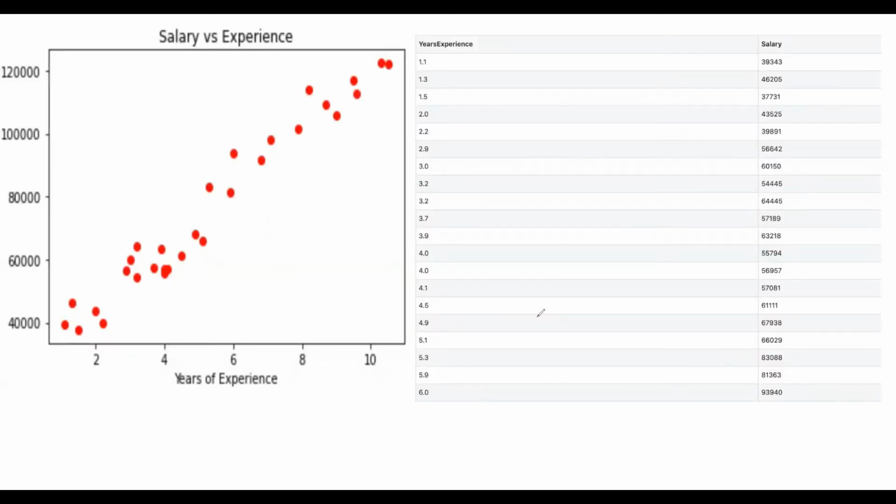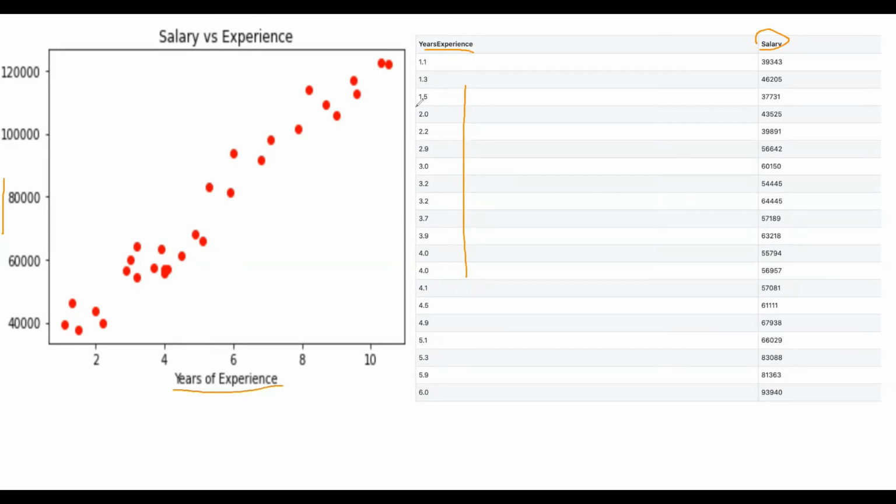To explain a little bit more, look towards this data set and this plot over here. This column, years of experience, corresponds to this horizontal axis over here. And this salary column corresponds to this vertical axis over here. Each of these little red crosses corresponds to one row. For example, there are 20 rows in this data set, so there will be 20 little red crosses in the plot.